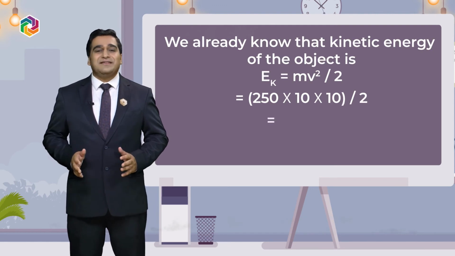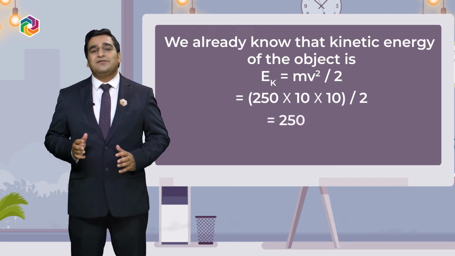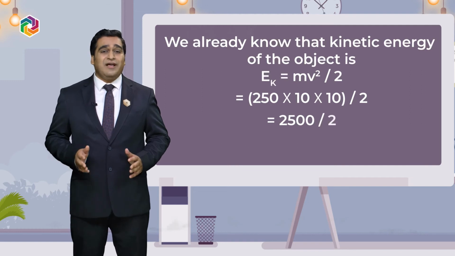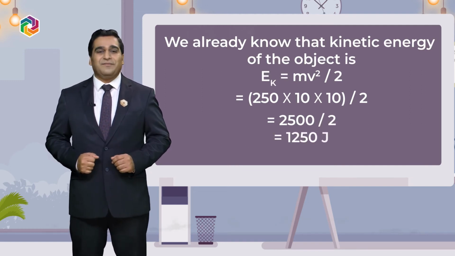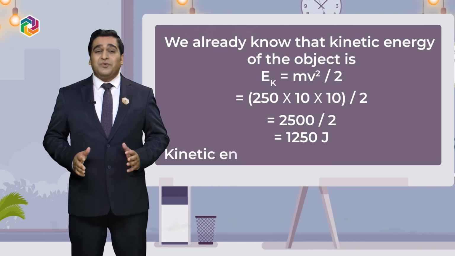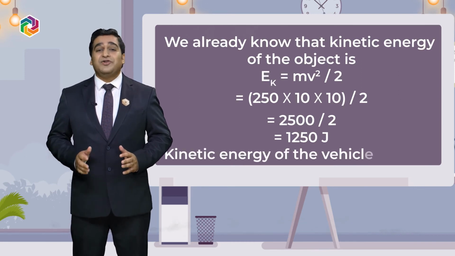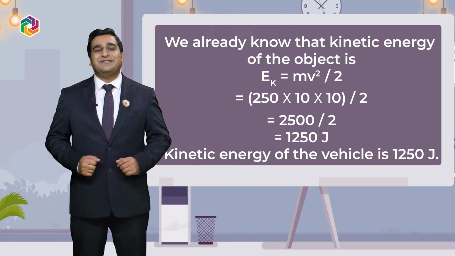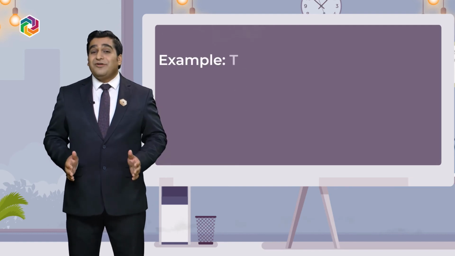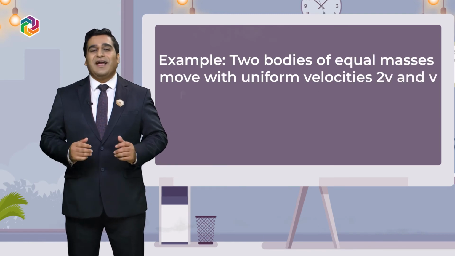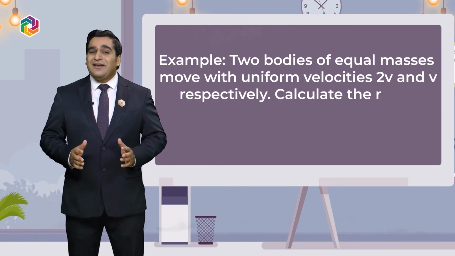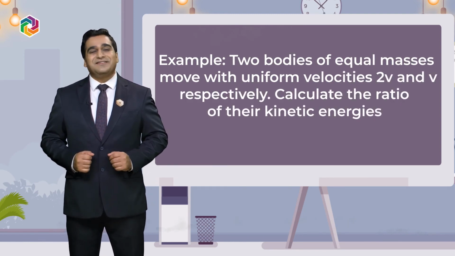And we get the result, which is equal to 2500 divided by 2, and this is equal to 1250. So the kinetic energy of the vehicle is about 1250 joules. Two bodies of equal masses move with uniform velocities 2v and v respectively. Calculate the ratio of their kinetic energies.